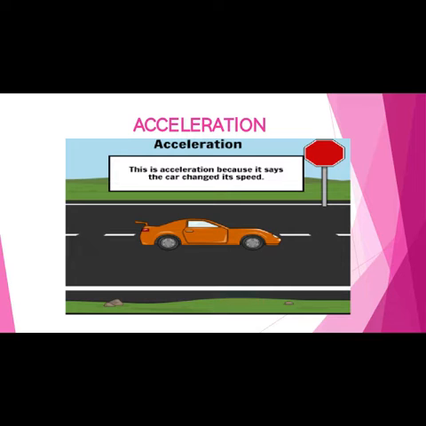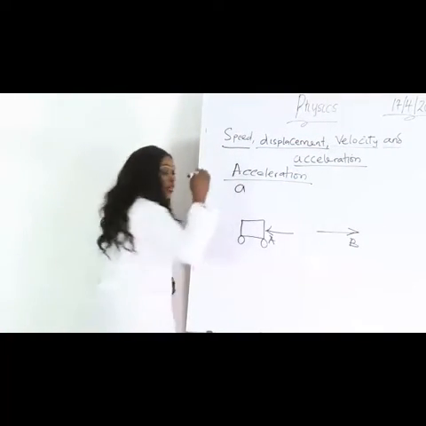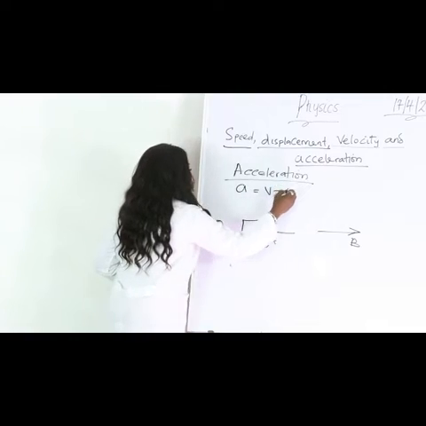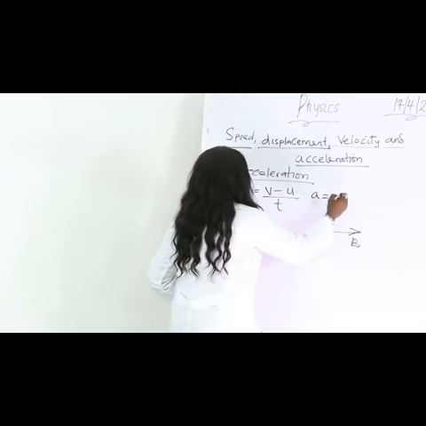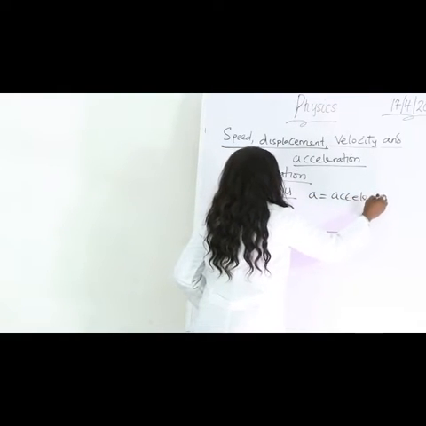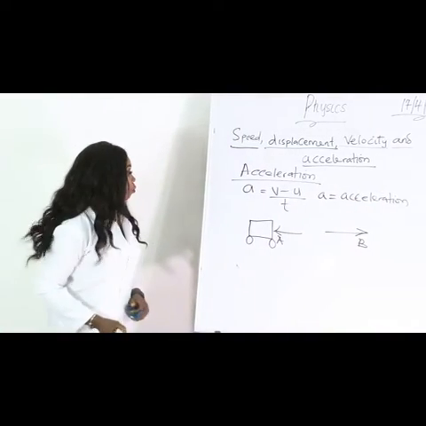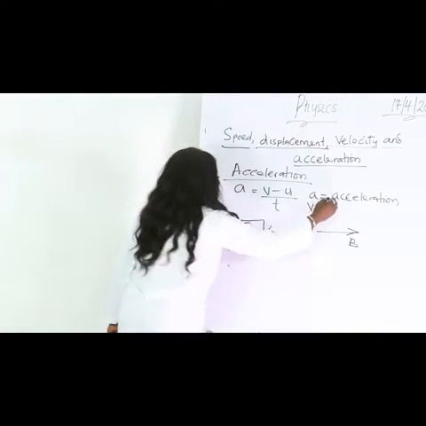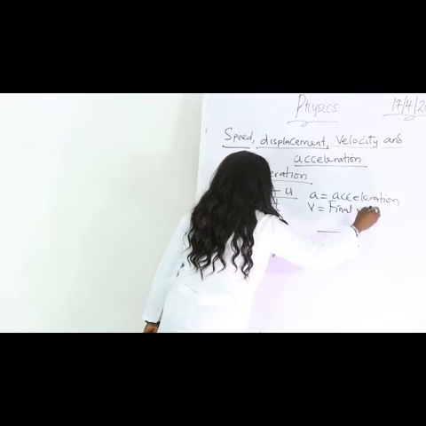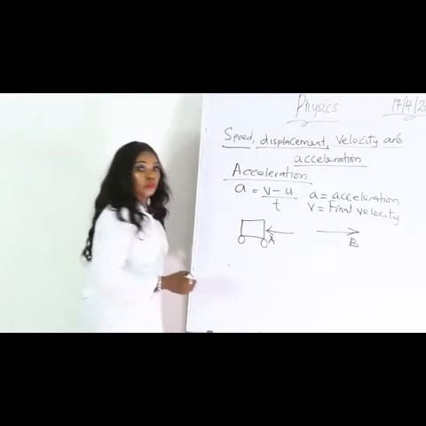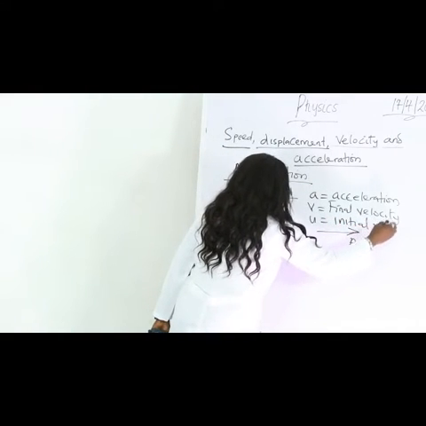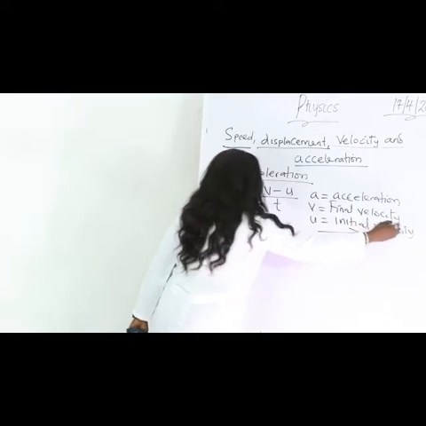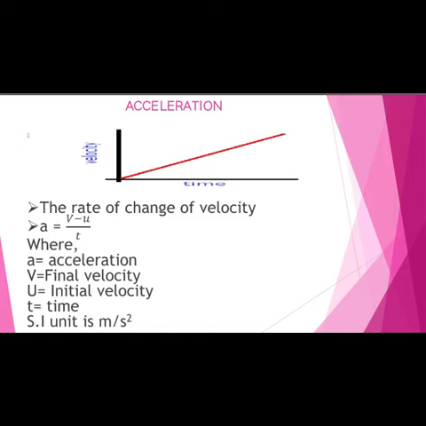Acceleration, very fastly, is the rate of change of velocity per unit time. So, acceleration is represented with an A. It equals V minus U over T. Now, let's deal with the parameters here. Acceleration is represented this way. A is equal to acceleration. V is equal to the final velocity. U is equal to initial velocity. Don't forget that T is equal to time.